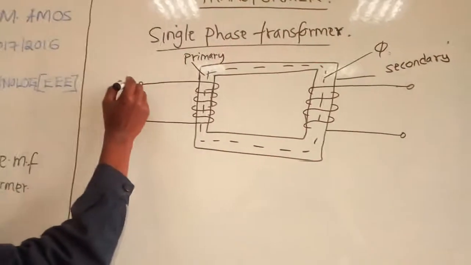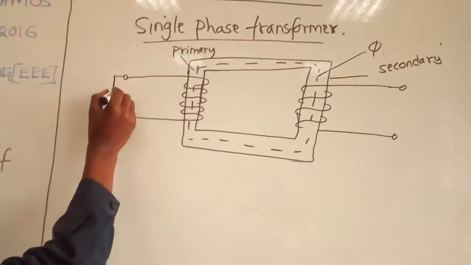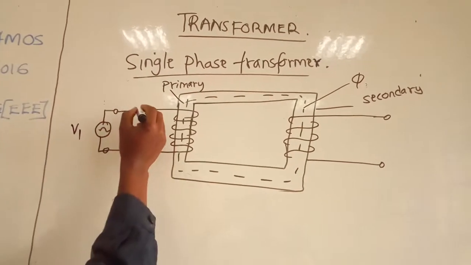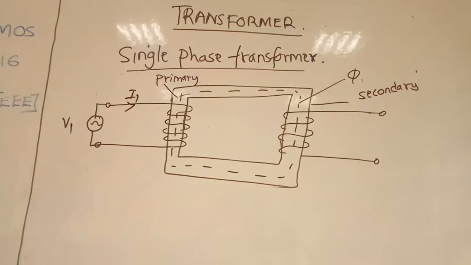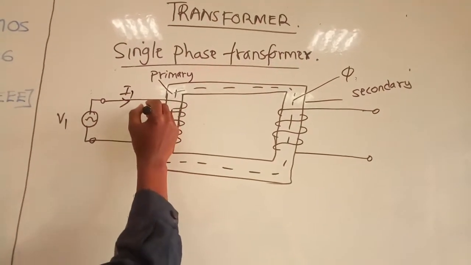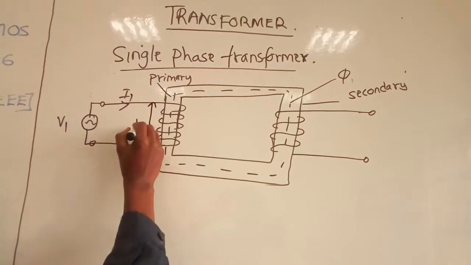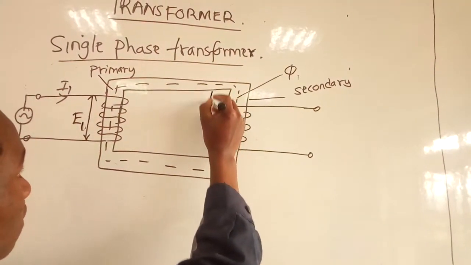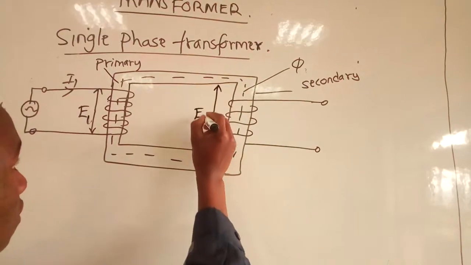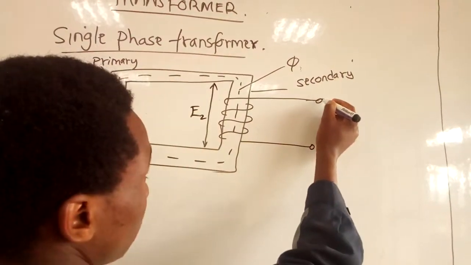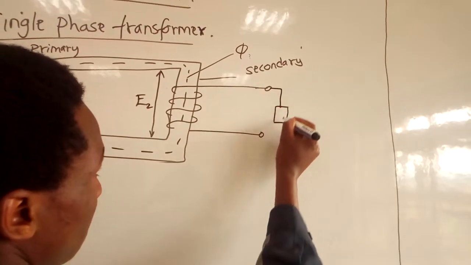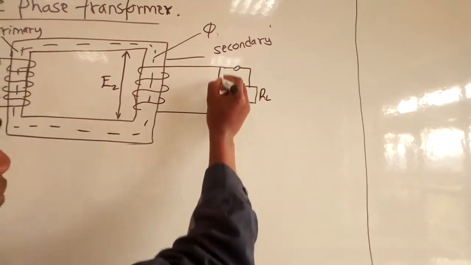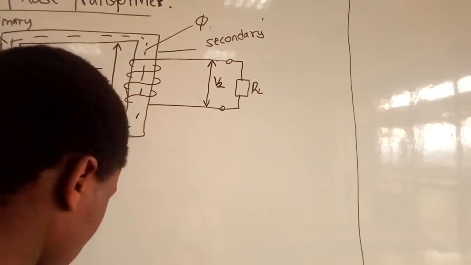Then we connect here a voltage source, which is a sinusoidal voltage source. Let's call it V1. Then you have a primary current here, which you call I1. Then inside we have an induced EMF called E1. Then here we have an induced EMF, we call it E2. Then here you can connect a load, let's call it RL. Then here you have a voltage, call it V2, which is V out.